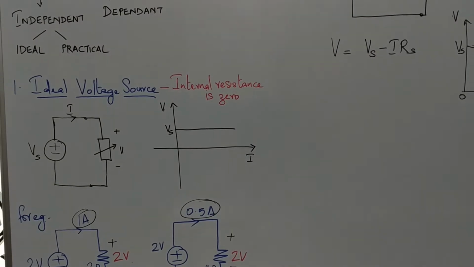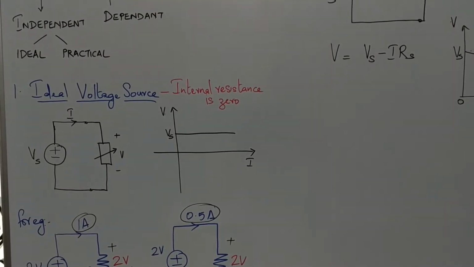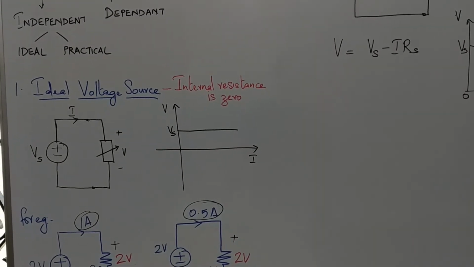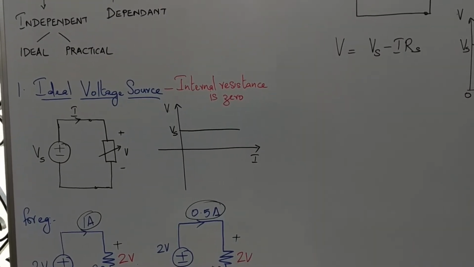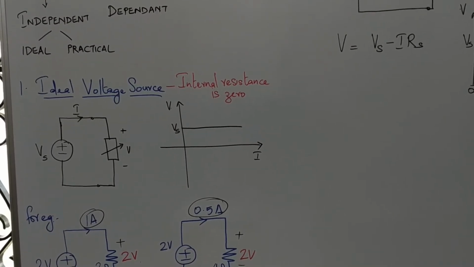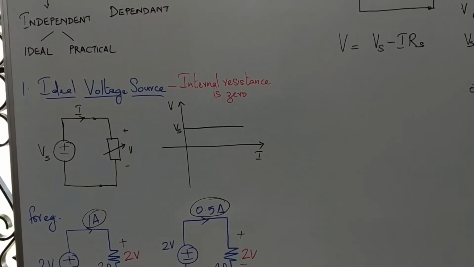Depending on the value of the load, the current value may change. But again, as shown in the graph, we can see that the output voltage is independent of the current flowing through it. Output voltage will always be constant and will be equal to the value of the source.